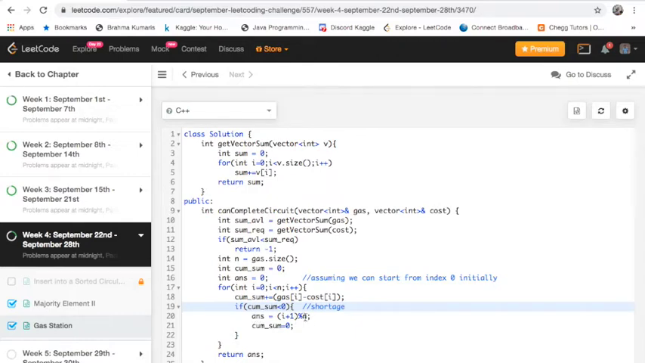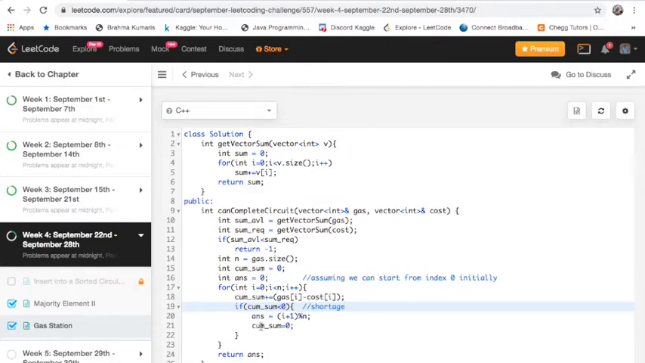This %n is also not required actually. I had kept this because I thought that if I am reaching n-1, my answer might be station 0, but I have already tried to start from station 0. So this %n is also not required.